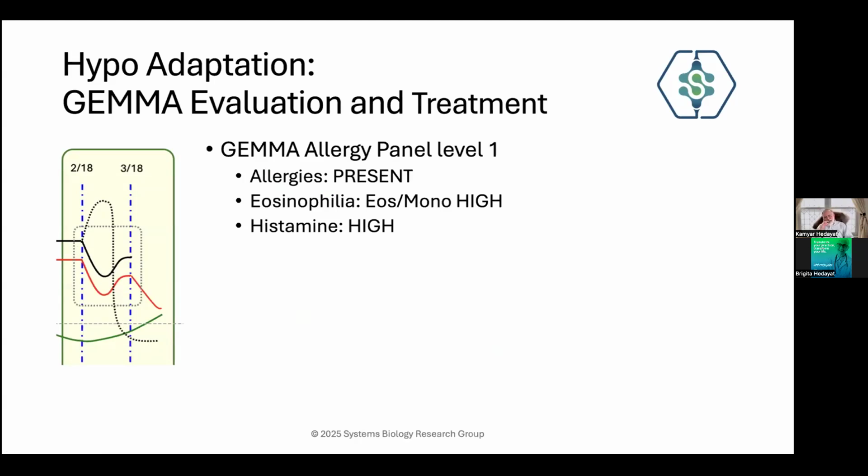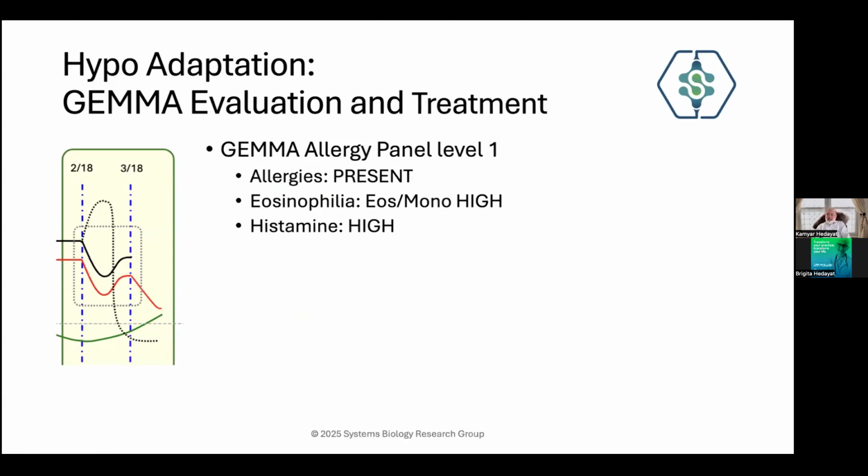So if you did a GEMMA allergy panel right now, you can order a CBC, or maybe you already did for your patient. It'll come back in a day. Just run the panel and see what it is. If your patient has a history of allergies, it'll probably say that there's a global allergic risk that's present and you need to validate it clinically.